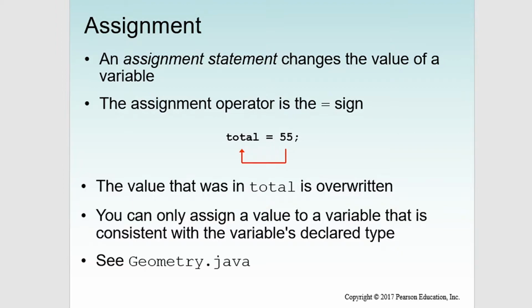An assignment statement changes the value of a variable. The assignment operator is the equal sign. Total is assigned the value 55. The value that was in total is overwritten. So if total had a previous value before it got to this line, it's going to be overwritten and it's now going to hold 55.